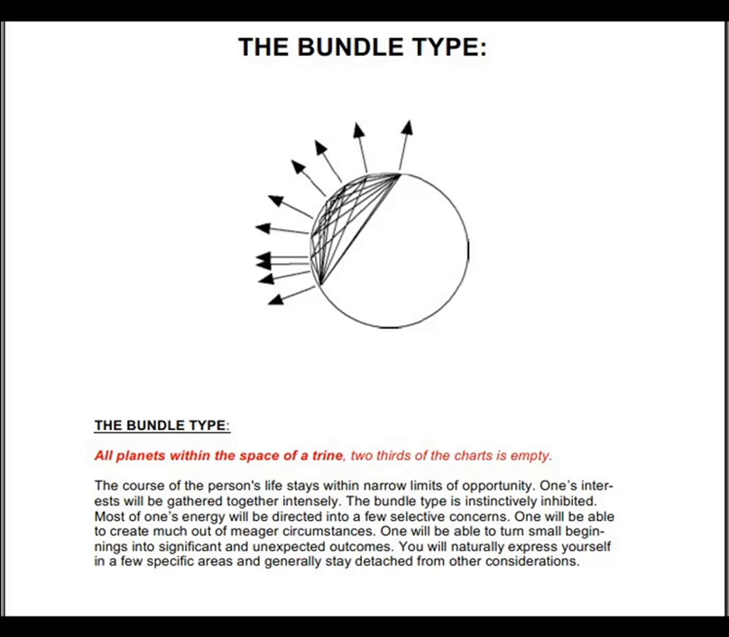So here, the course of the person's life stays within the narrow limits of opportunity. One's interests will be gathered together intensely. The bundle type is instinctively inhibited. Most of one's energy will be directed into a few select concerns. One will be able to create much out of meager circumstances. One will be able to turn small beginnings into significant and unexpected outcomes. You will naturally express yourself in a few specific areas and generally stay detached from other considerations.